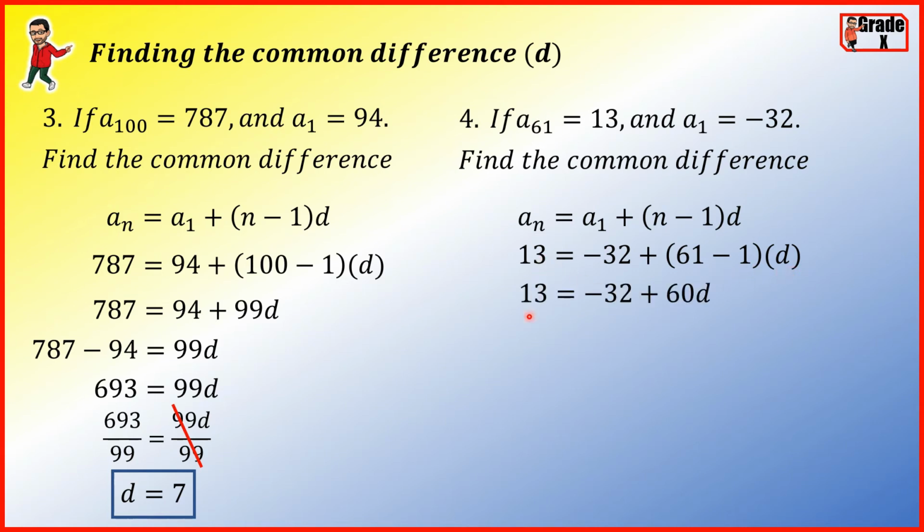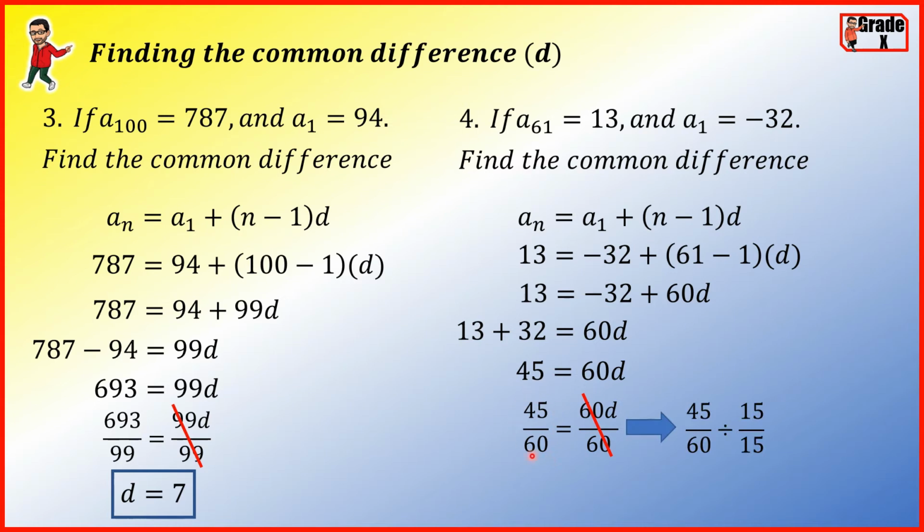So that is 13 equals negative 32 plus 61 minus 1 is equal to 60 times d. Then ilipat natin itong negative 32 sa kabila, so ito ay magiging positive. So that is 13 plus 32 equals 60d. The sum of these two numbers is 45. Para makuha natin yung d, i-divide natin both sides by 60. Then cancel natin to, so may iwan na lang ay d, then 45 over 60.